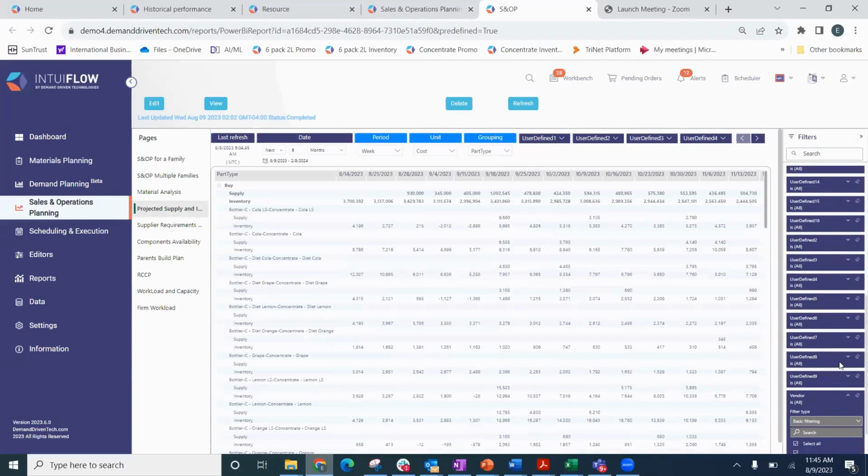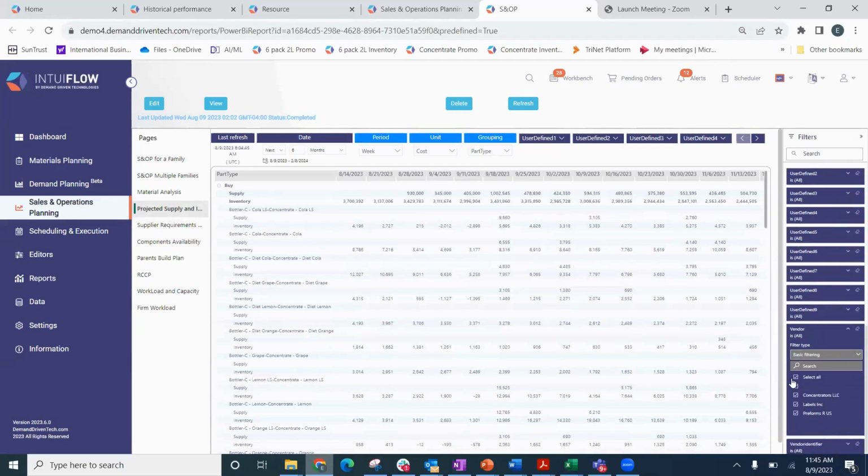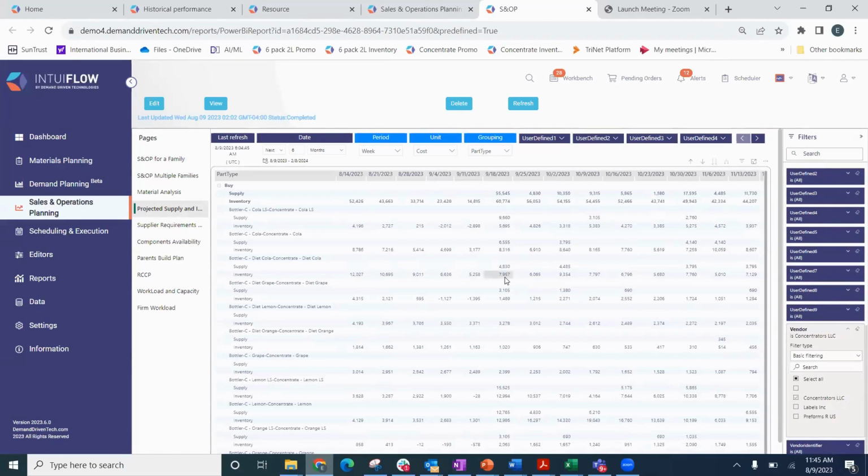Let's say I want to look at how we're doing with our concentrate supplies. And so we're going to go to the concentrator company. And these are the supplies of all the concentrates. You can see in the grid here a weekly projection of what our supply requirements would be. We're also showing the inventory values, but these supply requirements would be what we would expect to need from them over the forward-looking horizon. Quite useful.